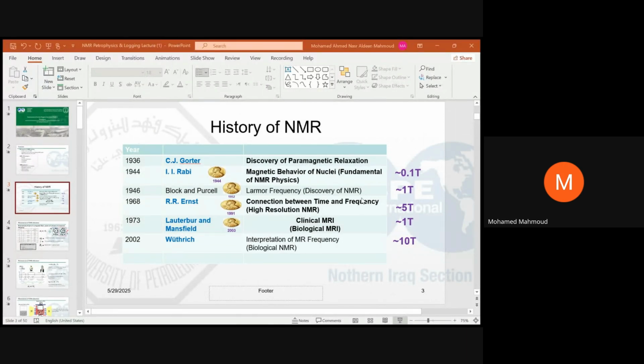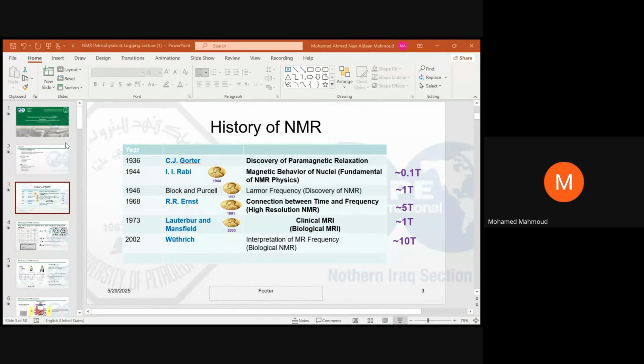So to have an NMR, this is what we call the Larmor frequency, which is related to the magnetic field and the gyromagnetic ratio. This is a property of the nucleus. So any nucleus that has a larger value of this property will be sensitive to the NMR. It will have an NMR response. In addition, we have what we call a spin.